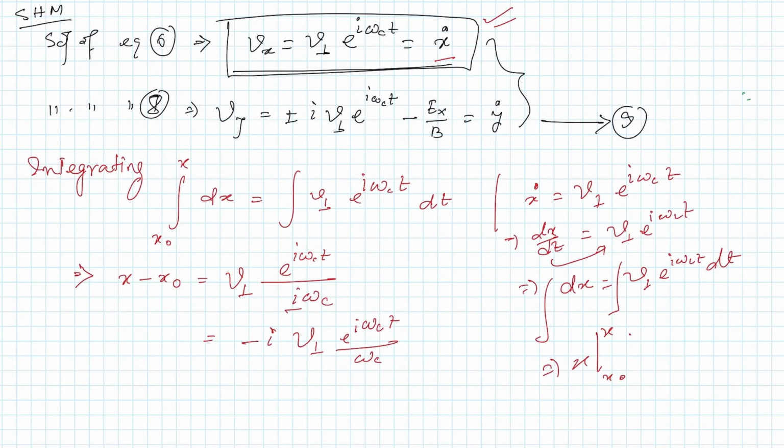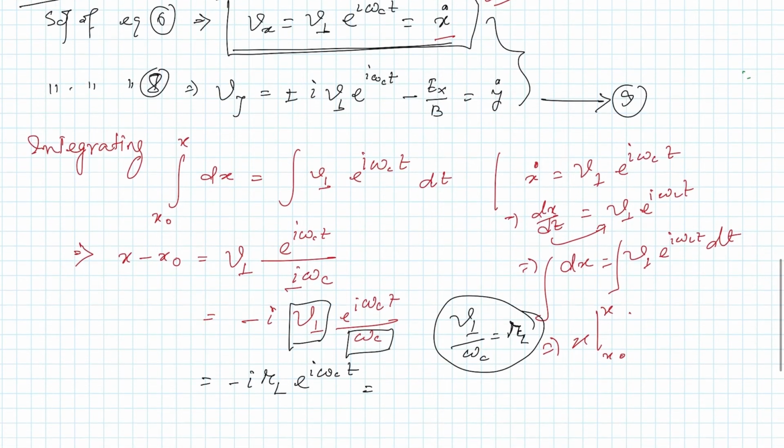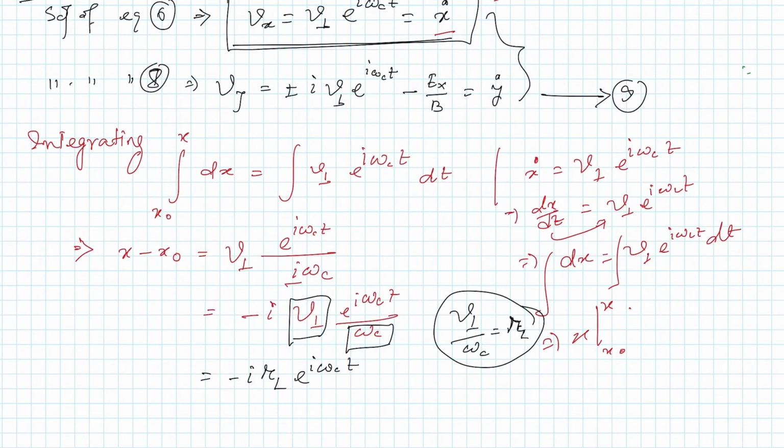So let me clean it. Then here you see, v perpendicular by omega c gives the Larmor radius R L. So we can replace this term by R L. Doing so, we will get minus i R L e to the power i omega c t.